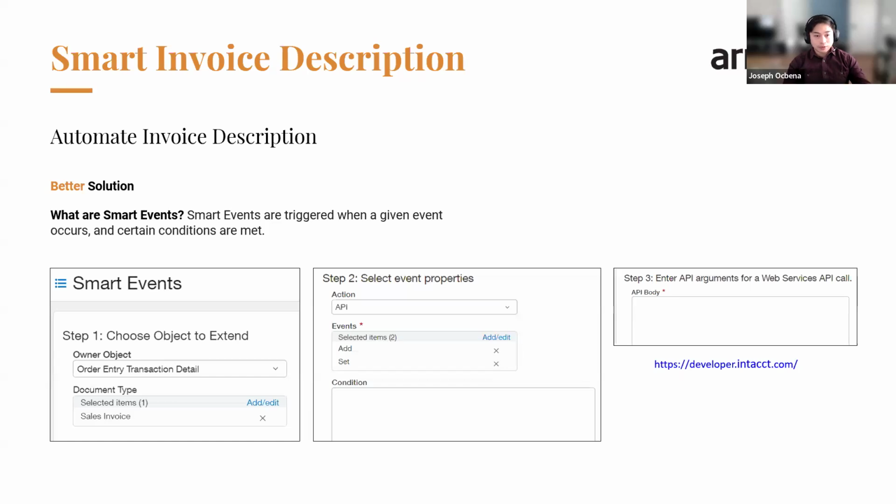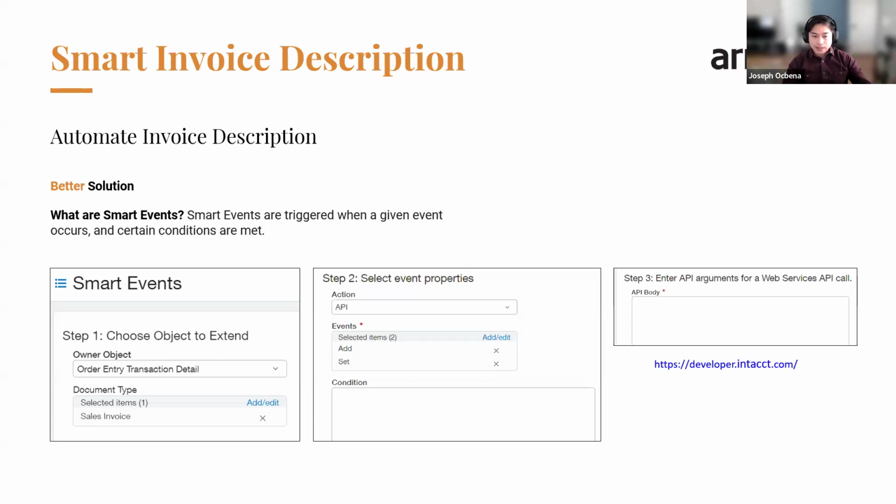So what are smart events? Smart events are triggers when given events occur and certain conditions are met. So basically those put automation into your system. It's a multi-step wizard as well. Step one, in my example, is the order entry module. Okay. It could work for accounts receivable as well if you don't have order entry.